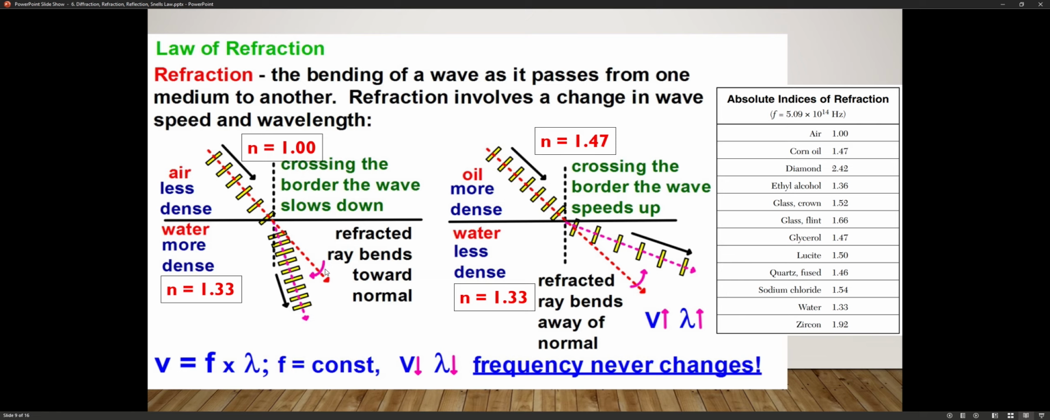So on the left-hand image, you can see as the light wave goes from air to water, the light wave bends towards the normal line, being the middle dashed line, right? The dashed line is the normal line, because the light wave is getting slower. But if the light wave goes from oil to water, the light wave gets faster. So it bends away from the normal line.